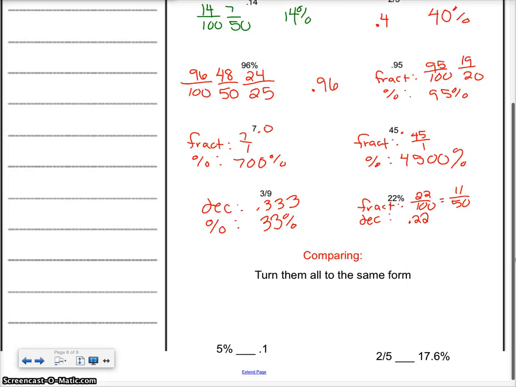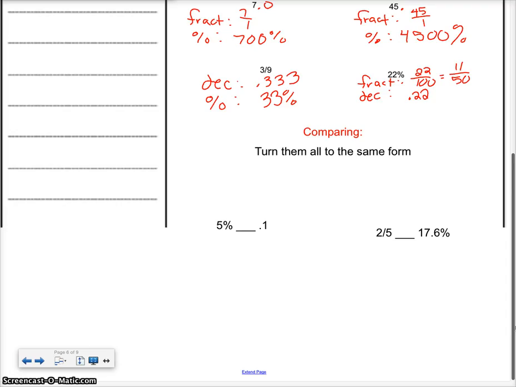All right, so you need to add this next heading down here. This is the application. So being able to convert, that's just procedure. Now you need to know how to apply converting, and you apply it when you compare and order rational numbers. So when you compare them, you want to turn them all to the same form. I like to turn them all to a decimal. It works easier for me. Some of you might want to turn it to a percent, whatever you want to personally do. I like to turn it to a decimal.